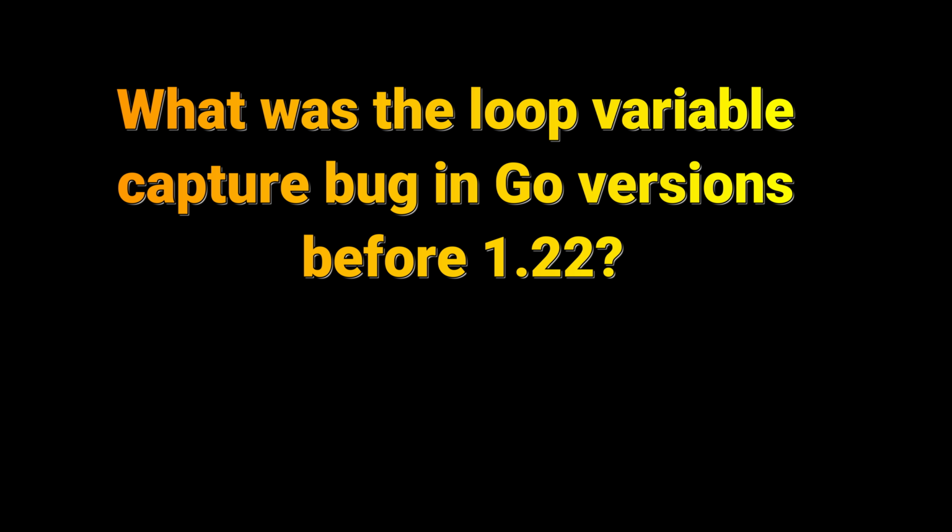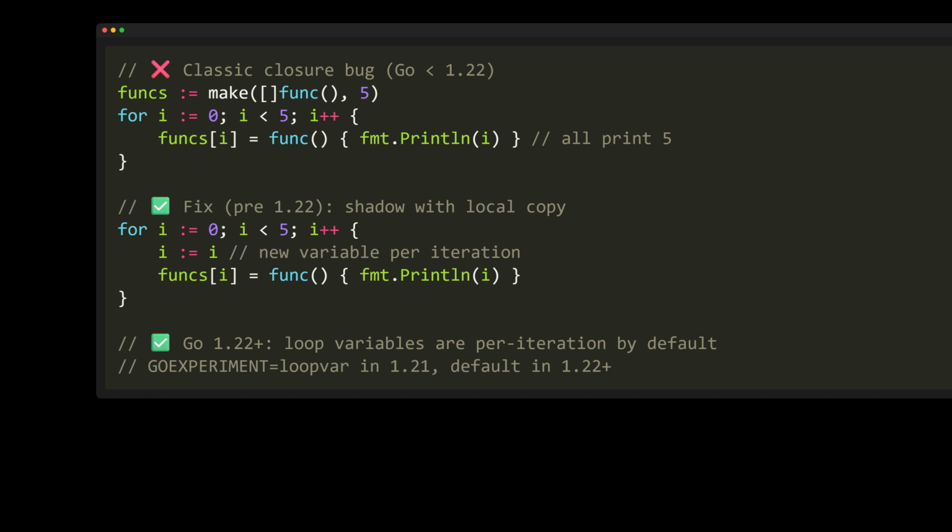Question: what was the loop variable capture bug in Go versions before 1.22? The bug was that when you created a function inside a loop, it captured the loop variable, but all the functions ended up using the final value of the loop variable, not the value at the time they were created. To fix this in older versions, you had to create a new local variable inside the loop. From Go version 1.22 onward, this is fixed by default, and each function gets its own copy of the loop variable.